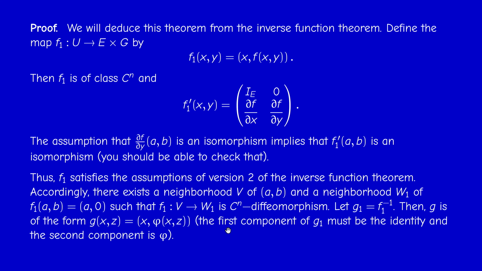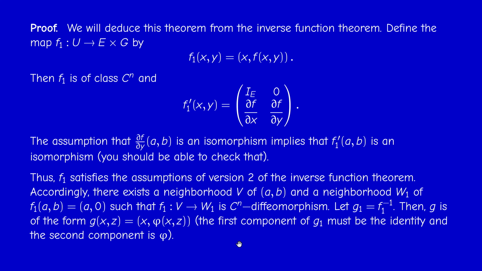Okay, so if I let G1 be the inverse of F1, then G1 is also a vector field. It has 2 components. But the first component is necessarily the identity. Okay, just check that. So G1 has 2 components. The first one should be the identity, and the second one I call phi. Sorry, this is G1 of x, z. And if G1 is Cn, then both components are Cn. So phi of x, z is also Cn.